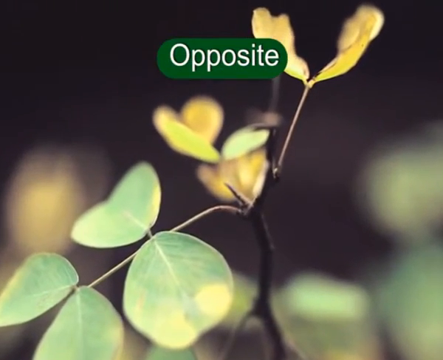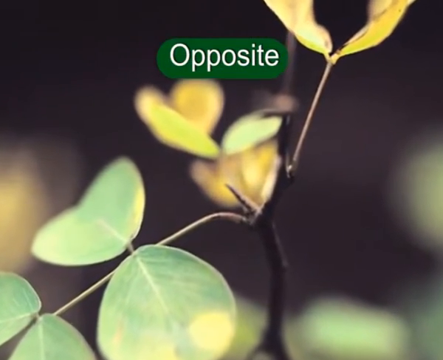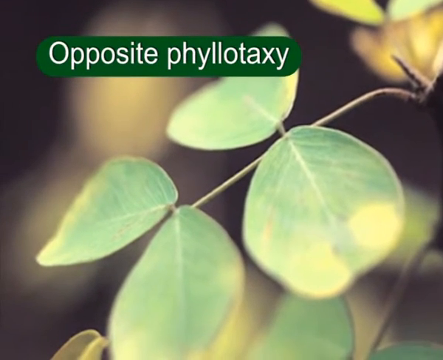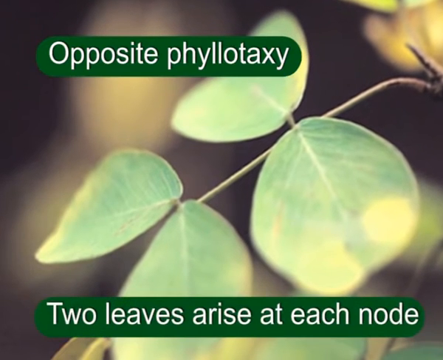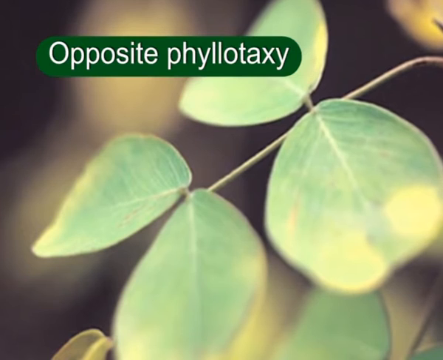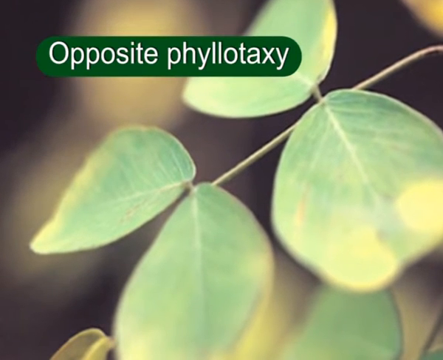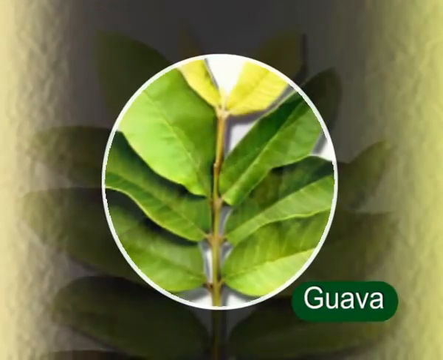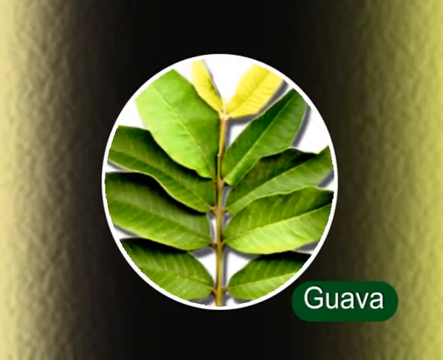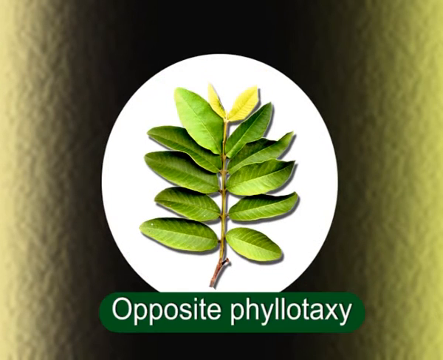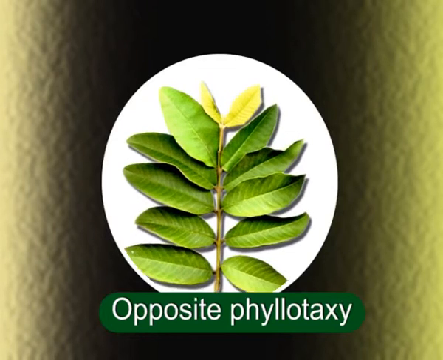The next type of arrangement is opposite type. In opposite phyllotaxy, two leaves arise at each node and lie opposite to each other, and hence opposite arrangement. In guava, leaves are arranged in this manner, as you can see here. Opposite arrangement is of two types.